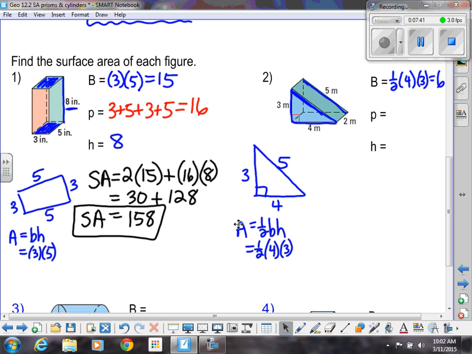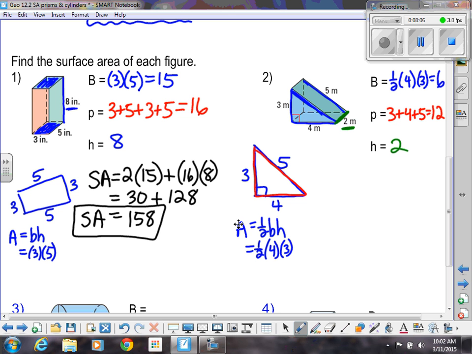All right, for P, the perimeter, I'm just going to be adding up all of the sides. So 3 plus 4 plus 5, which gives me 12. So the perimeter is 12. And then the height is the distance between those two bases. So if I connect the front triangle to the back triangle, that's that distance, which is 2. So my height is 2.